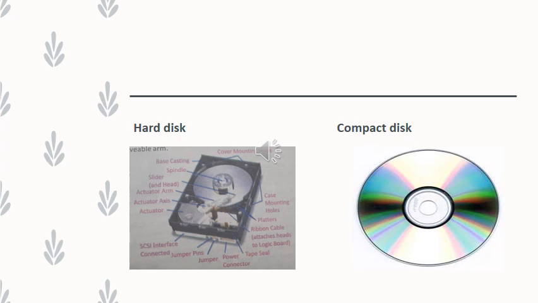What is a compact disk? This is based on laser technology. The data we store in a CD, compact disk, is in digital form. And a CD can store over 680 megabytes of computer data. Our traditional CD, known as DVD, is able to store up to 17 gigabytes of data.